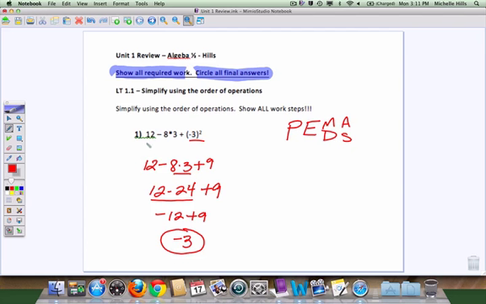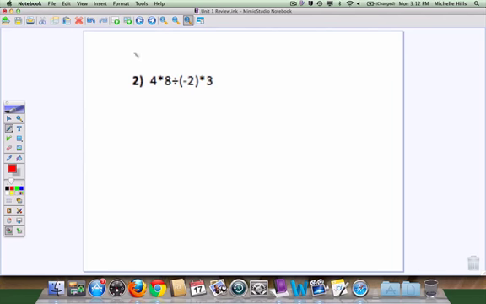I would recommend taking your calculator and punching in this original problem exactly the way it looks. Don't forget the parentheses, hitting equals, and making sure you get -3 as your answer to know that you did the problem correctly.